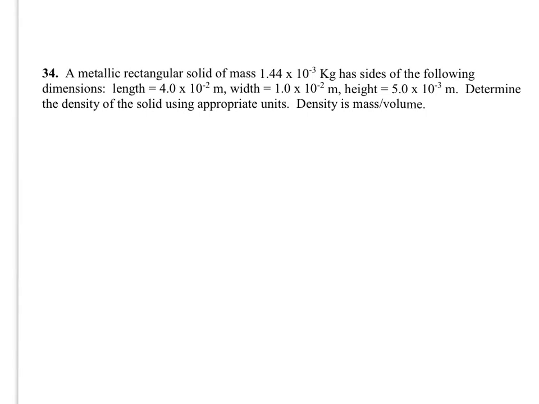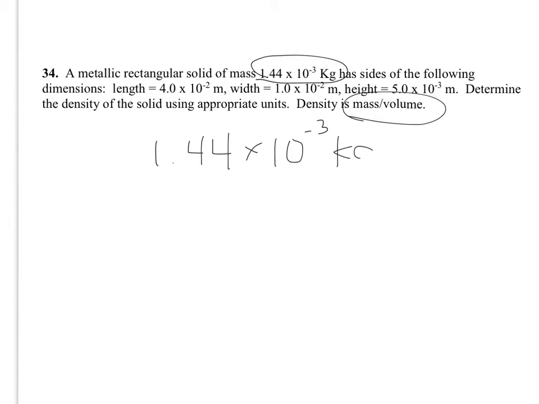Question number 34. You have a mass, you have dimensions, length, width, and height, and you need to find the density. Well, the question tells you right here that density is mass over volume. So, mass is this number here, so you would just rewrite that. And I will write out these so you can see how to fix the problem. 1.44 times 10 to the negative third kilogram. That's your mass.